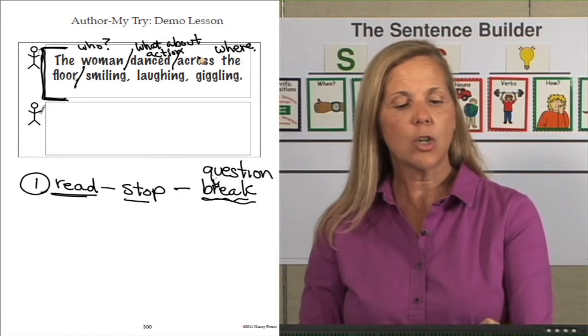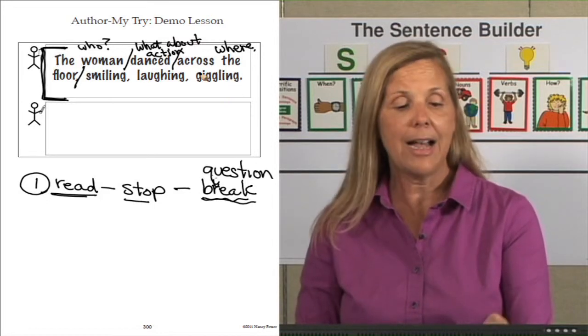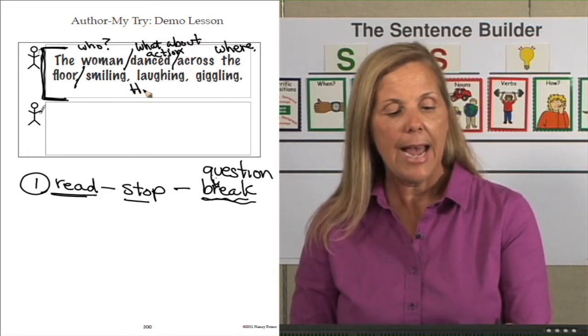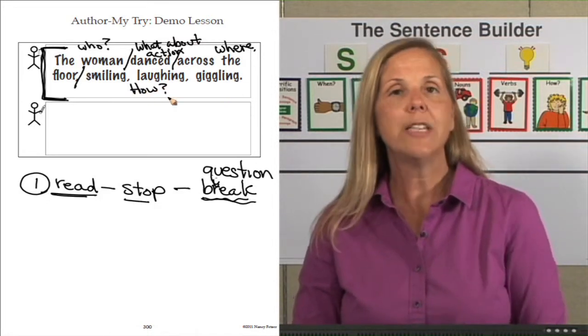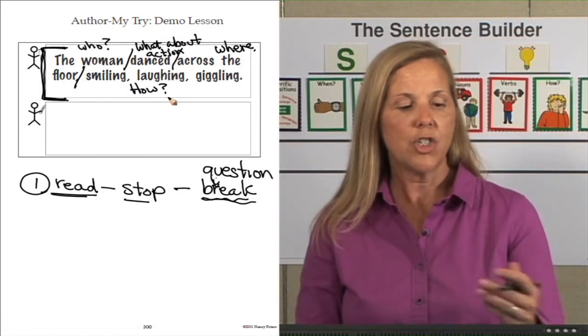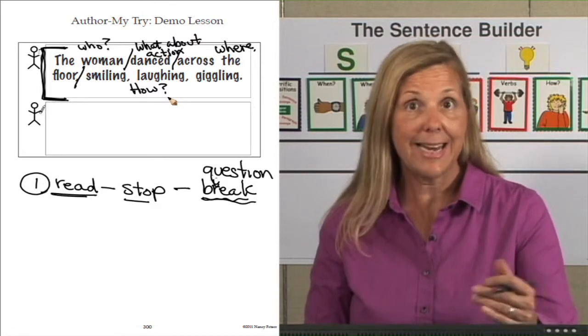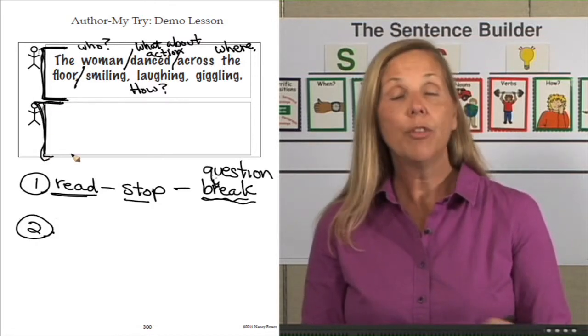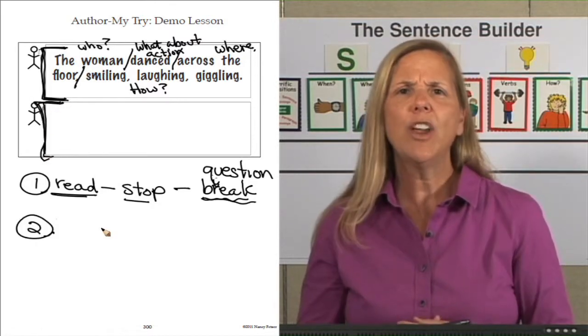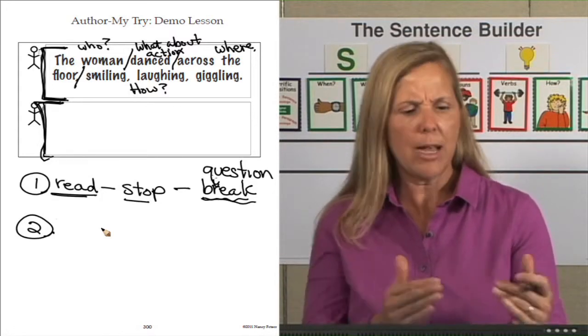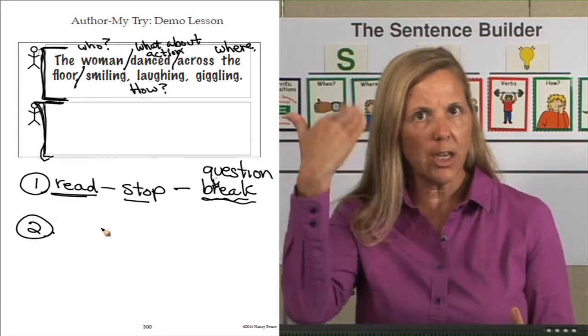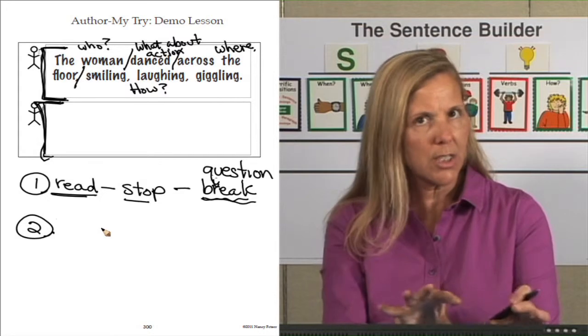The woman danced across the floor, smiling, laughing, giggling. This is telling me how the woman danced across the floor. She was smiling, laughing, giggling while she was dancing. Let's jump to the My Try box. Let's figure out what we're going to be writing about in this next sentence. So we're just going to think of the idea first. I don't have to use the sentence yet.